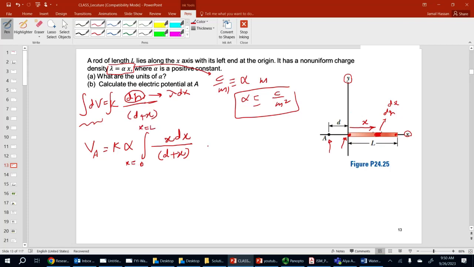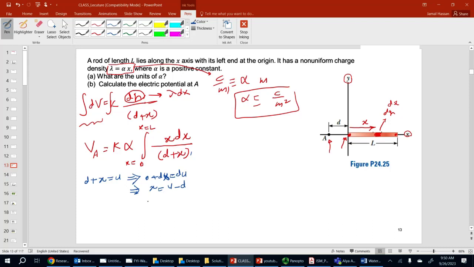Okay. This integral, I'm sure you have done it in calculus, but maybe one way to do it is to change the variable. Let's say d plus x is equal to u. Let's just call the new variable u. Let's take the differential of both sides of this. So it's 0 plus du equal to dx, so dx equals du. Let's find x. Also, x here is simply equal to u minus d.